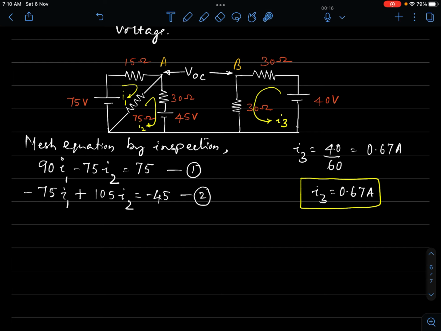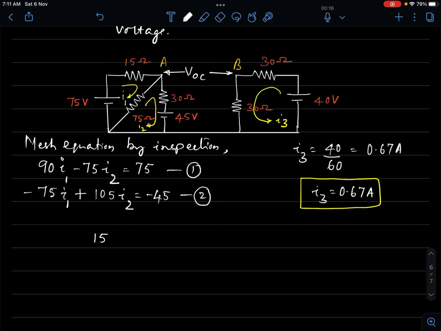What I mean is we can start from this end of the mesh. We can go along this, come back here and come back here. Write one equation, and again you can start from this end of the second mesh A, go via 30, go via 45 and 75 and come back. You can write simple KVL equations. We will write that also so that you will understand how we are able to get equations 1 and 2.